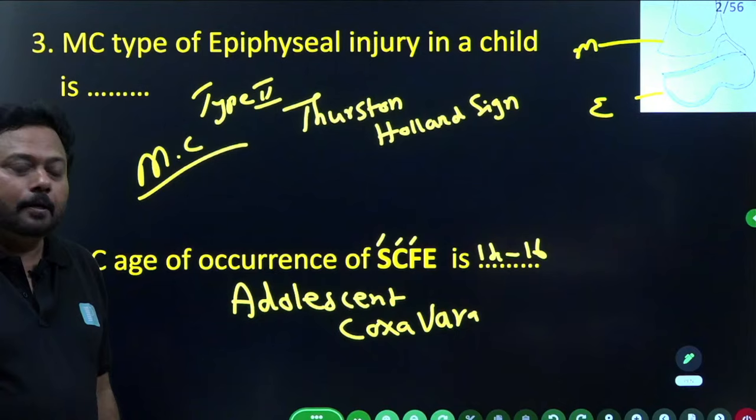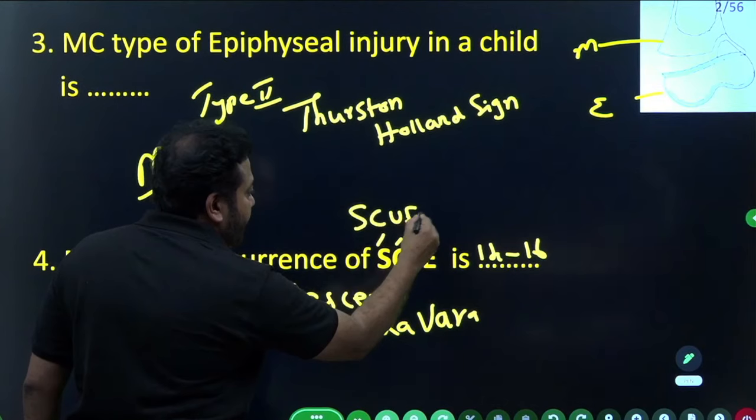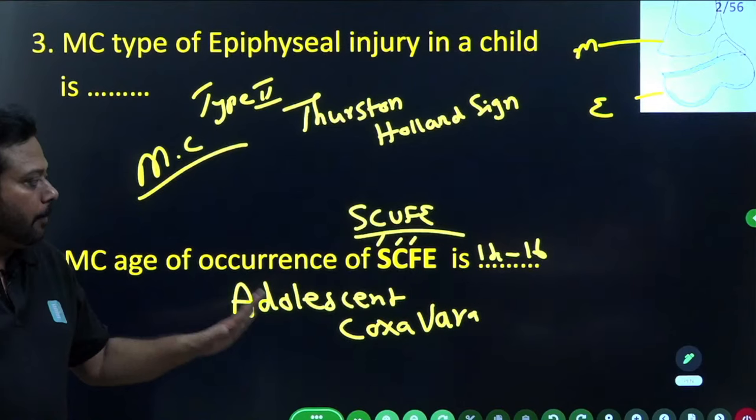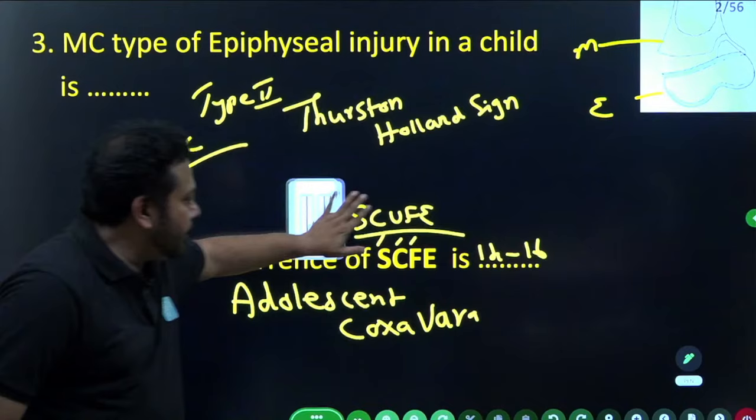Some books use the phrase slipped capital upper femoral epiphysis, so this will become SCUFE. All are one and the same. Slipped capital upper femoral epiphysis. Most common age is 14 to 16, and it is otherwise called adolescent coxa vara. Right? Now I'll ask you a question, dear friends.